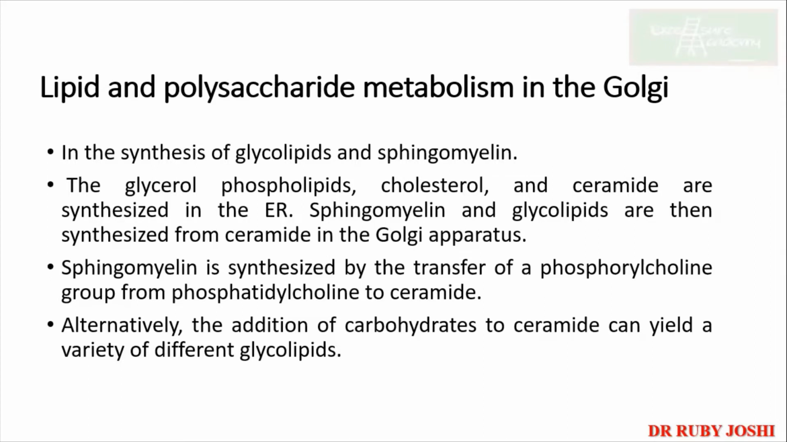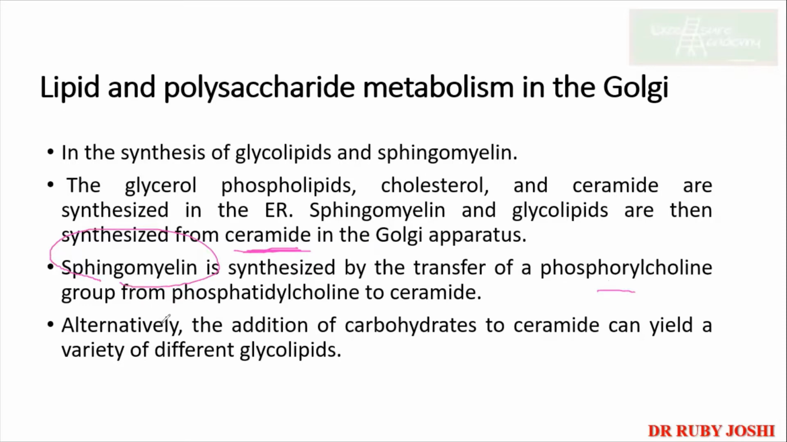Now about the glycolipids and the sphingomyelin. Okay, so the glycerol phospholipids, cholesterol and ceramide, they all are synthesized in the ER, whereas sphingomyelin and glycolipids are synthesized in the Golgi apparatus. So sphingomyelin is synthesized from the transfer of a phosphocholine group from phosphatidylcholine to ceramide. यहाँ पे क्या होगा? What you have to remember is ceramide. When you add this group to ceramide, you get a sphingomyelin. ठीक है? So इसका core क्या हुआ? इसका base क्या हुआ? आपका ceramide.